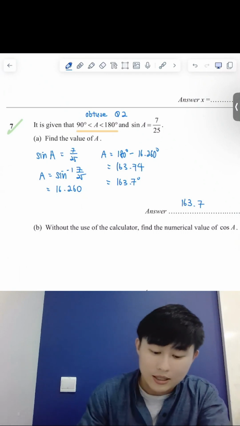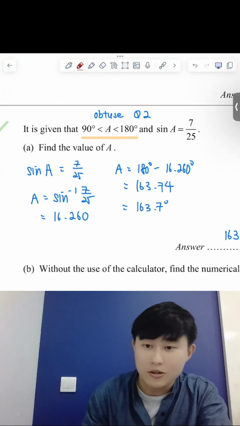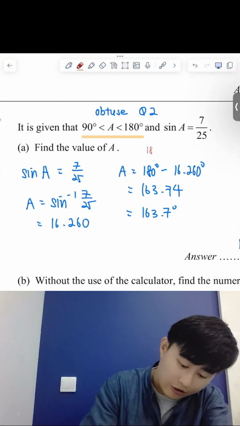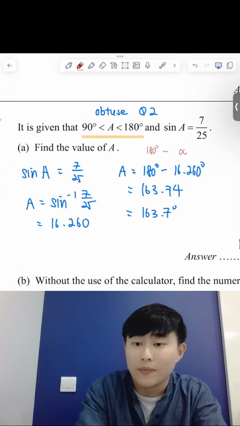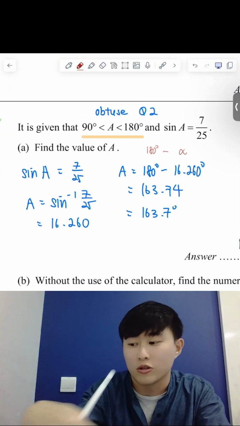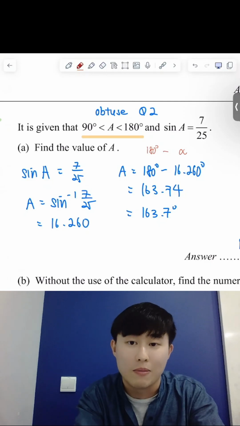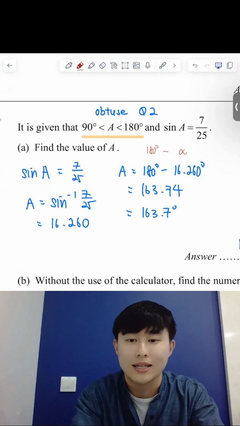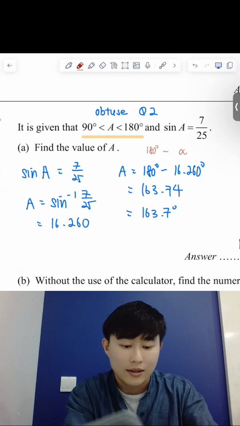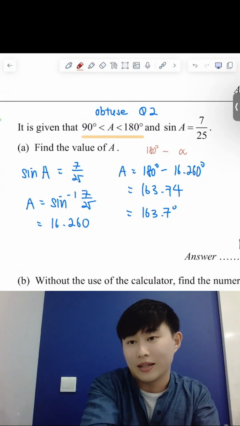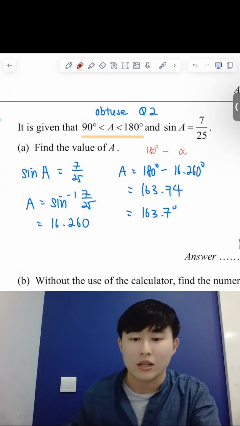For the A math students, remember your trigo. This is your 180 minus alpha. There's your quadrant 1, quadrant 2, quadrant 3, quadrant 4. So you can actually use your A math knowledge to help you in your E math. That's something most A math students will have a slight advantage in over the E math students.